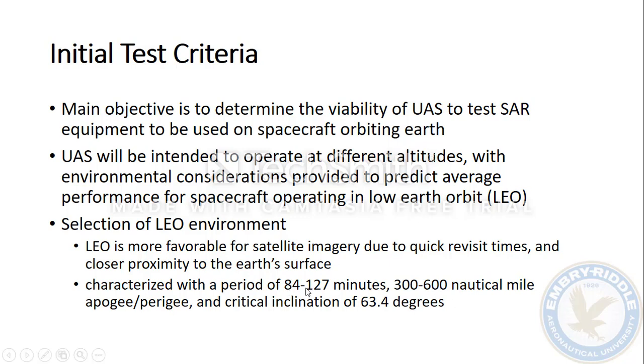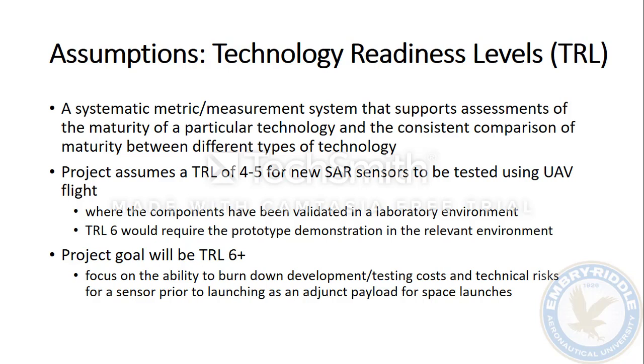Characterized for the research project are about 90-minute periods, a 300 nautical mile distance essentially from the Earth, and an inclination of about 63.4 degrees. So I didn't really choose something that was more of a polar orbit. I dug this up from some other commercial programs, such as the Galileo constellation, that use that inclination as opposed to some other ones that are more polar, closer to 90. So that was one assumption.